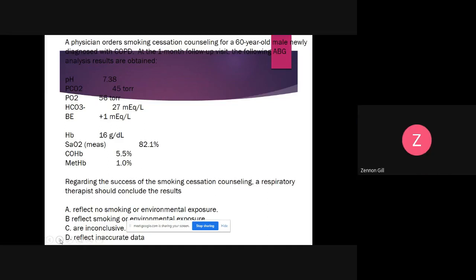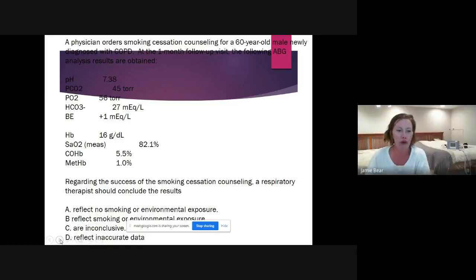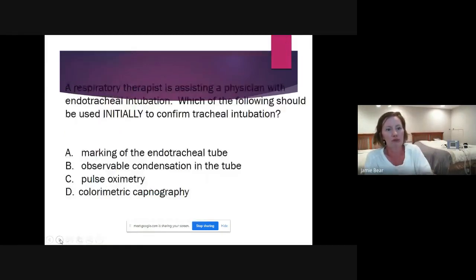Reflect smoking? B? Yeah, B as in boy. Reflect smoking or environmental exposure. Our carbon monoxide should only be like 2% max. Anything over 5% shows that there's some smoking or environmental exposure. Good. Okay, respiratory.